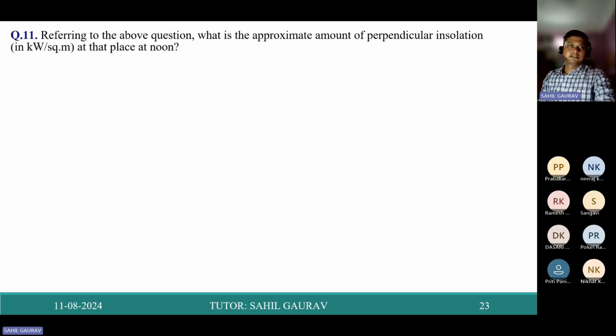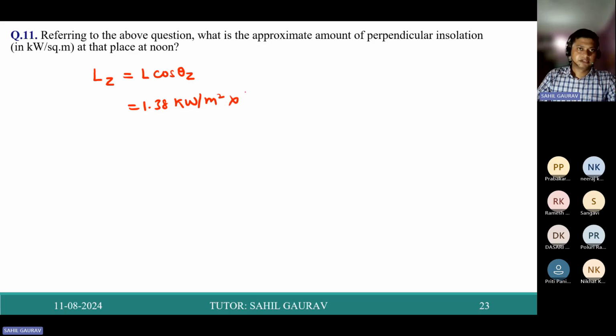Now let us see the next problem. Refer to the previous question. What is the approximate amount of perpendicular insolation at that place in noon? So this perpendicular insolation is extraterrestrial insolation into cos theta z. So this L is given 1.38 kilowatt per meter square, and what is this cos theta z?